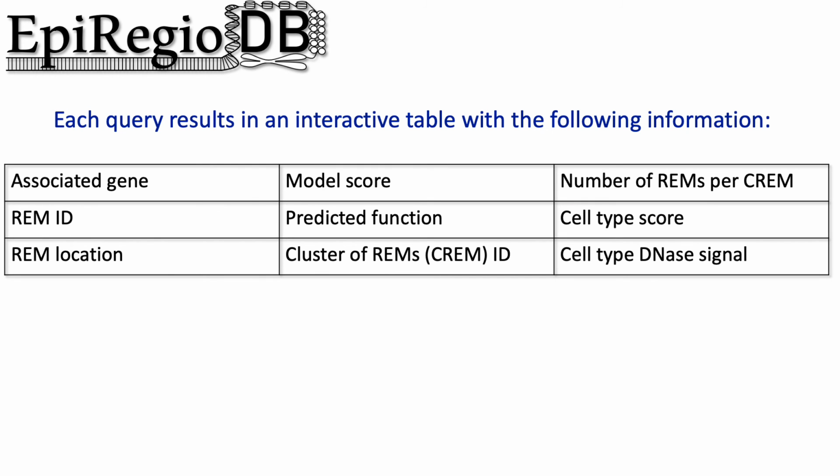Irrespective of the query you use, each query returns an interactive table with various information on the REMs and its target gene. We also predict the function of a REM, that is, whether it is activating or repressing the gene expression. We also provide some cell type specific information from the 46 different human tissues or cell types we have in the database. We are already working towards adding more diverse tissues and cell types.